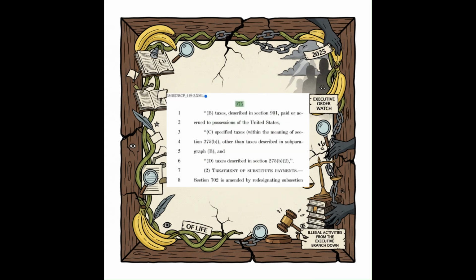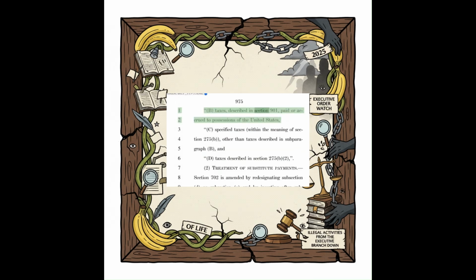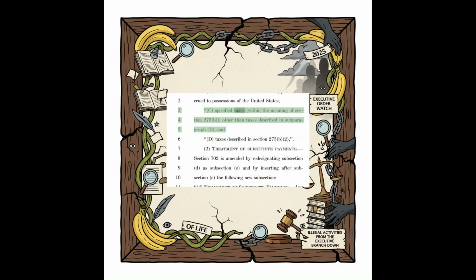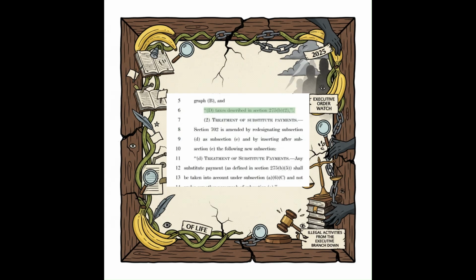Taxes described in section 901, paid or accrued to possessions of the United States. Specified taxes, other than taxes described in subparagraphs 4 and 5. Taxes described in section 275.